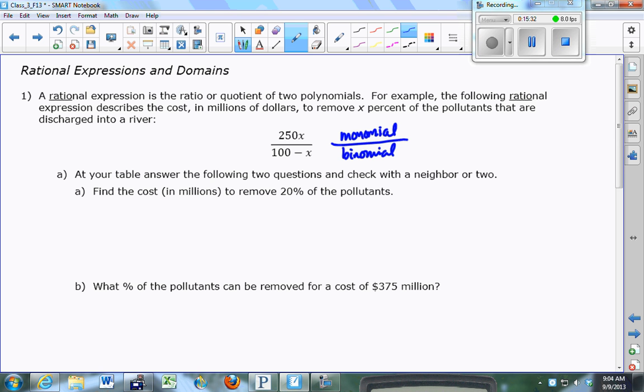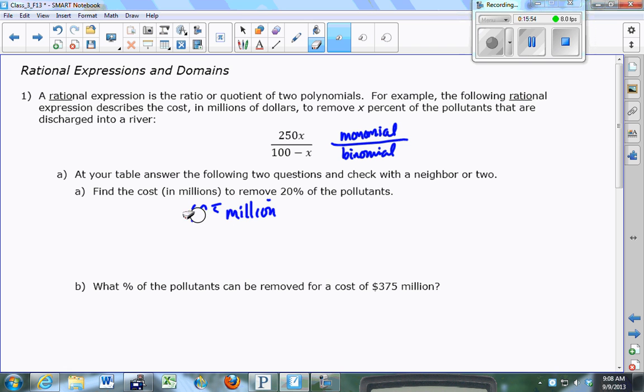So at your table, answer the following 2 questions and check with a neighbor or 2 to see how you're doing. So first one is to find the cost, and our unit is in millions of dollars, to remove 20% of the pollutants, and then what percent of the pollutants can be removed for a cost of 375 million. So work on those together and we'll see how we do.